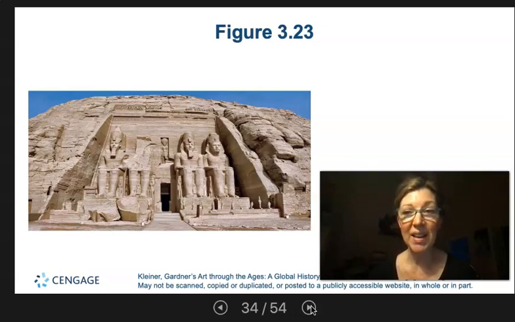This temple was actually moved away from its original location to save it from the Aswan High Dam Reservoir, which I guess was flooding, and they had to move it to save it. Wow.